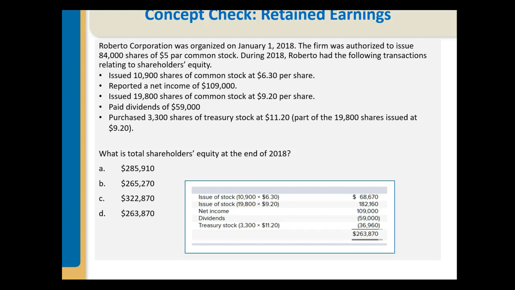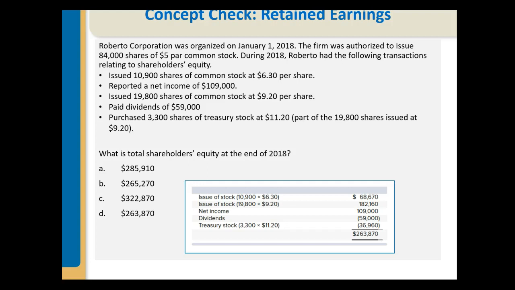Roberta Corporation was organized on January 1st, 2018. The firm was authorized to issue 84,000 shares of $5 par common stock. During 2018, Roberta had the following transactions relating to shareholders' equity. Issued 10,900 shares of common stock at $6.30 per share. Reported a net income of $109,000.